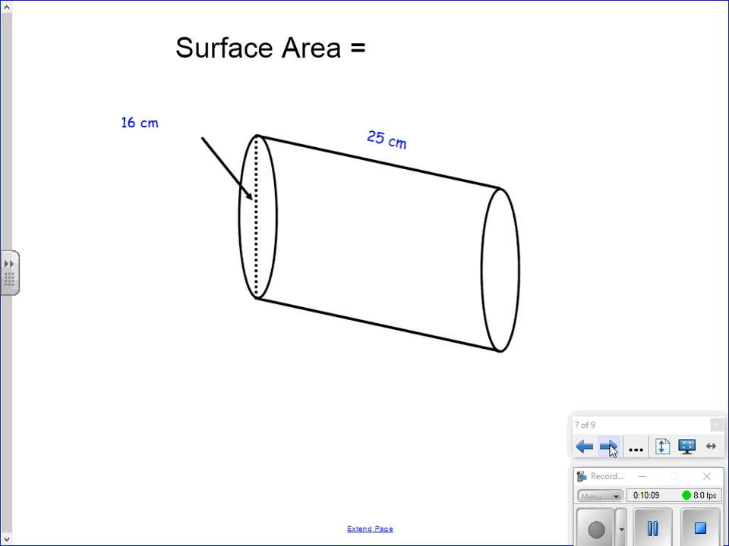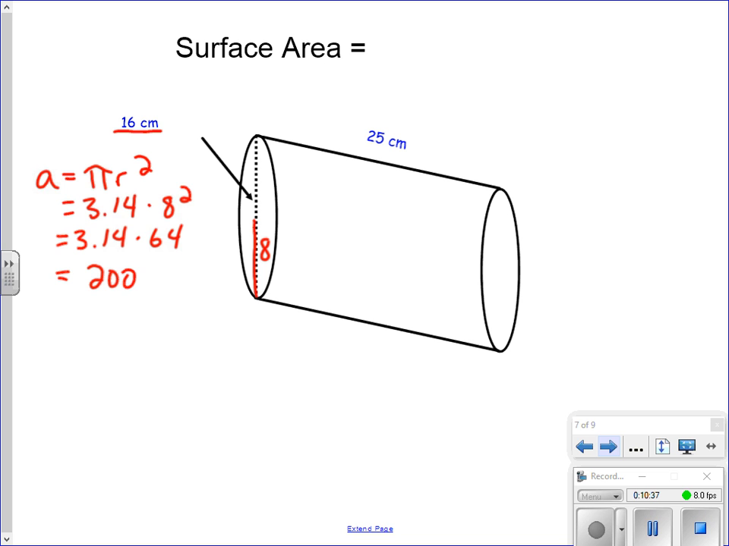So again, we've got a circle at each end, and the diameter is 16. So let's first find the area of each circle, which is pi r squared. 3.14 times the radius, which is 8 squared, and 8 squared is 64, so 3.14 times 64. Let's do that in your calculator. 200.96. Each of these circles is 200.96.